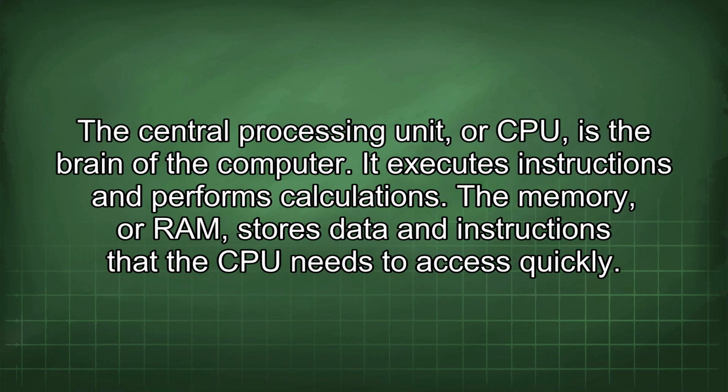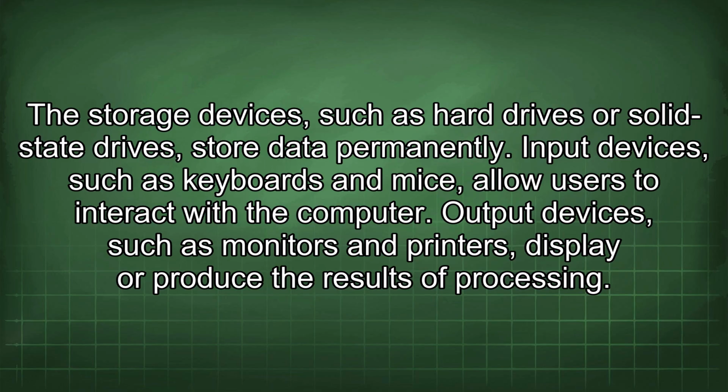The central processing unit, or CPU, is the brain of the computer. It executes instructions and performs calculations. The memory, or RAM, stores data and instructions that the CPU needs to access quickly. The storage devices, such as hard drives or solid-state drives, store data permanently. Input devices, such as keyboards and mice, allow users to interact with the computer. Output devices, such as monitors and printers, display or produce the results of processing.